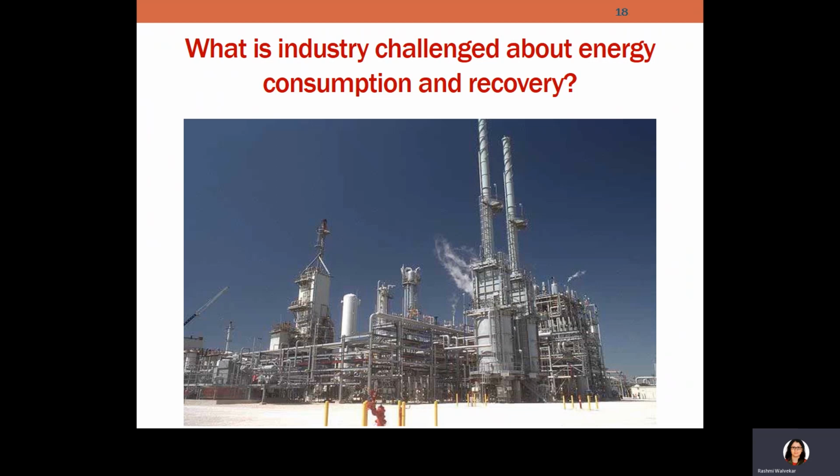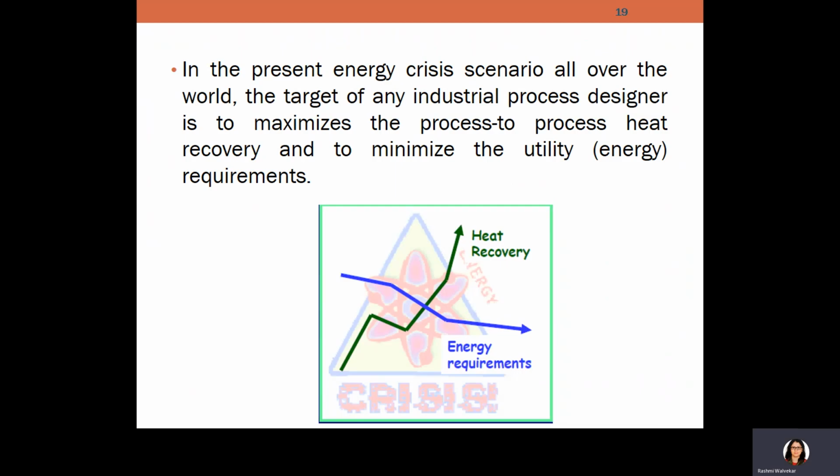So what is the industry challenge about energy consumption and recovery? If you look into the more conventional industries, they don't use pinch technology. So they have a higher load on hot and cold utility requirements. Where we want to recover the energy and save the energy requirements, save in terms of cost, and improve the performance of our process, most of them are moving towards optimizing the process, especially in terms of the energy requirements.